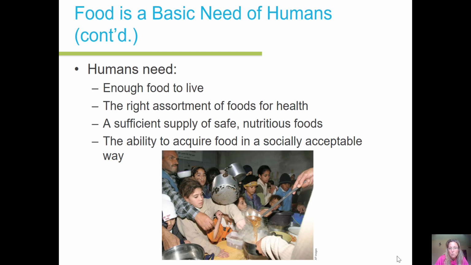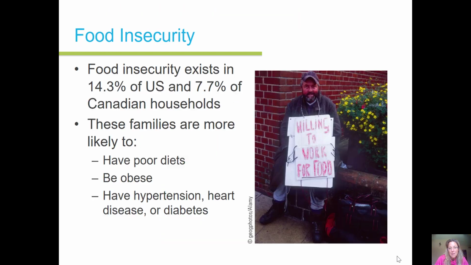We definitely need enough food to live. We need a different assortment, getting all 5 different food groups, and we need to be able to acquire those foods in a socially acceptable manner. Noting that 14.3% of the US population and 7.7% of Canadian households live in food insecure households, these types of families definitely tend to have poor diets.